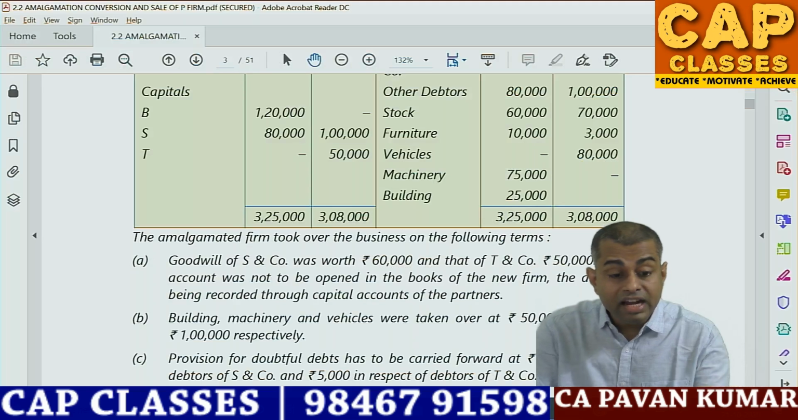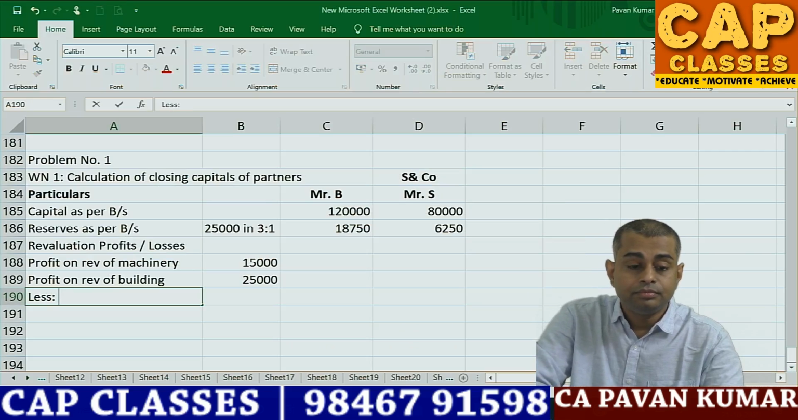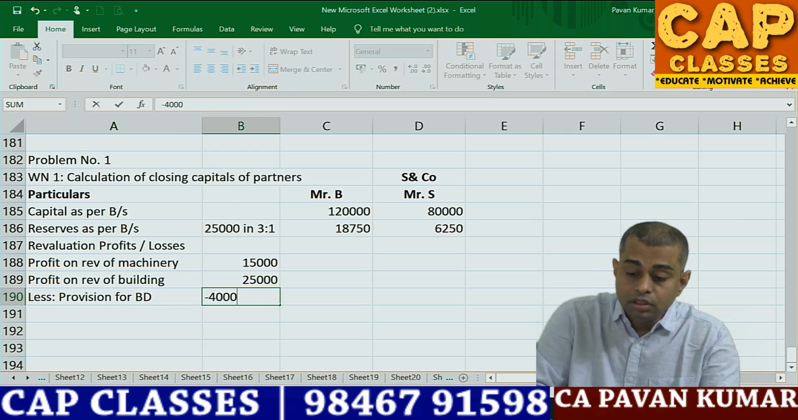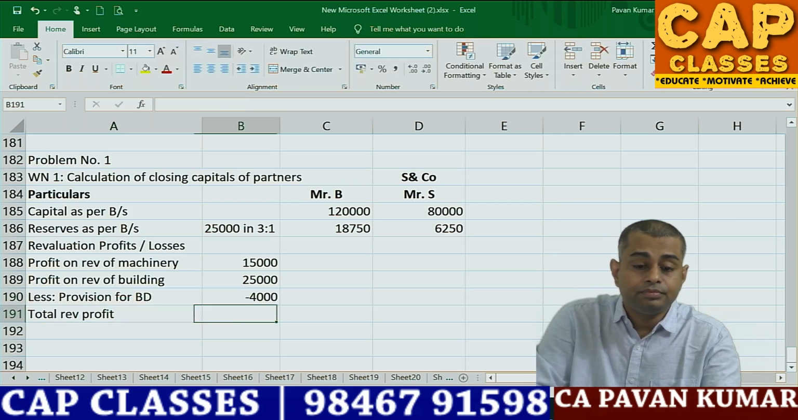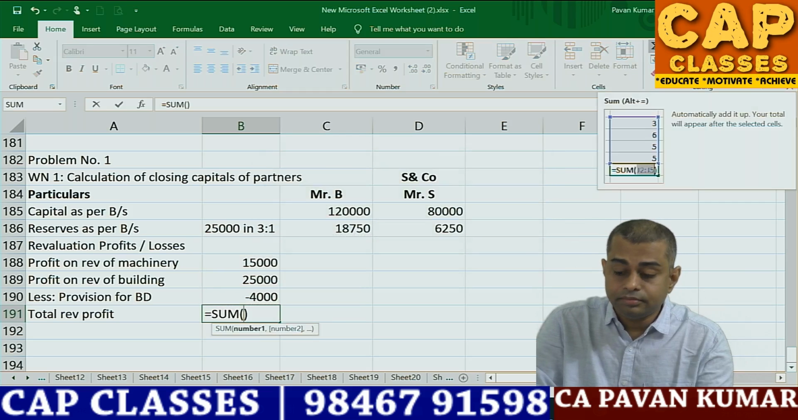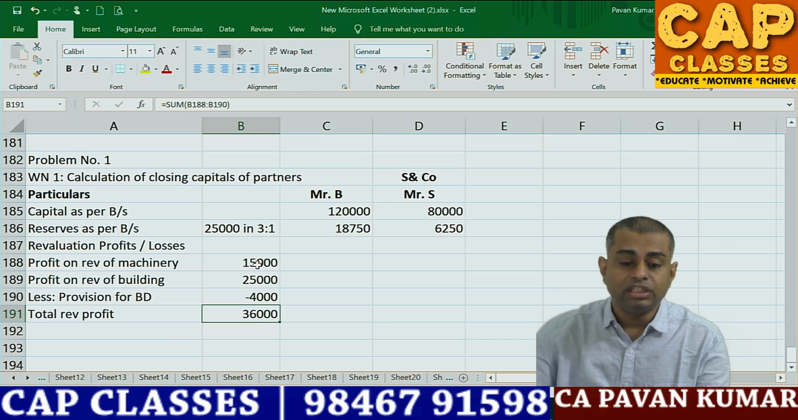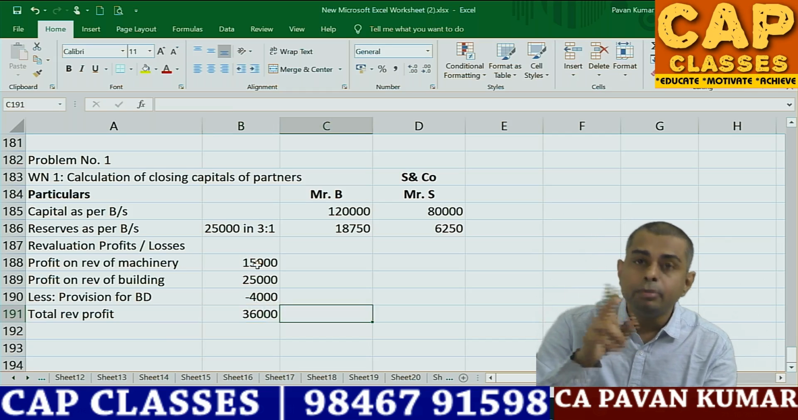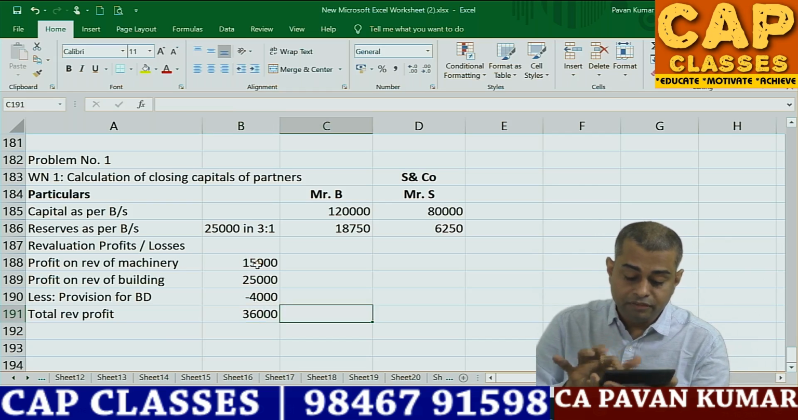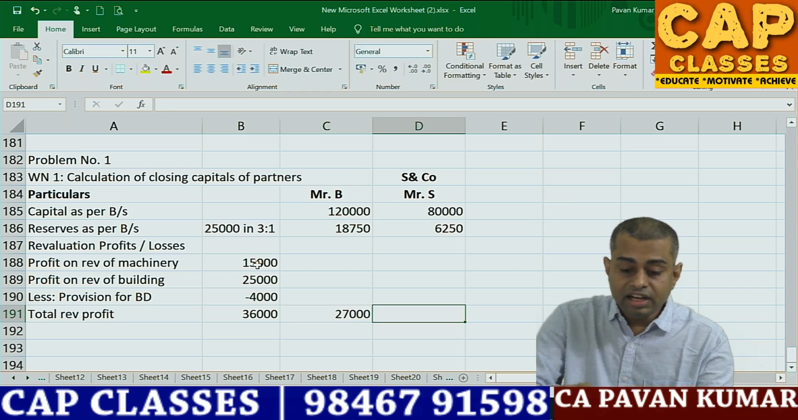Then provision for bad debt is there in the question. Provision for bad debt 4,000 for first company, less provision for bad debts minus 4,000. So total revaluation profit. Can I say it is these three put together, 36,000. So this 36,000 should be distributed in 3:1 ratio. So 36,000 divided by 4 into 3. So first guy will get 27,000. Second guy will get 9,000.